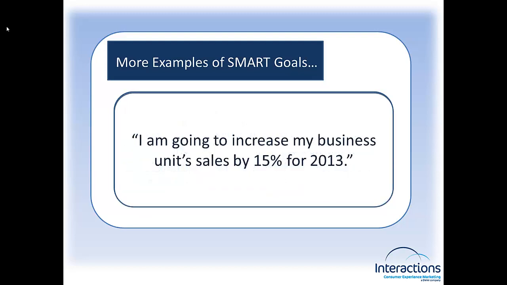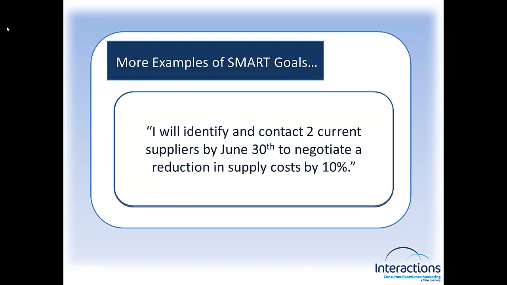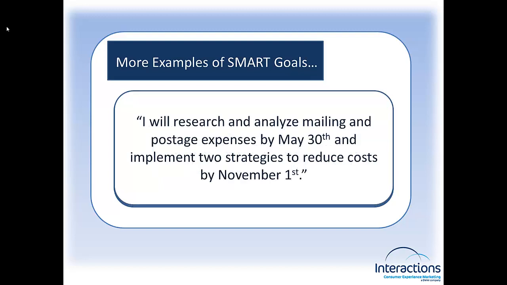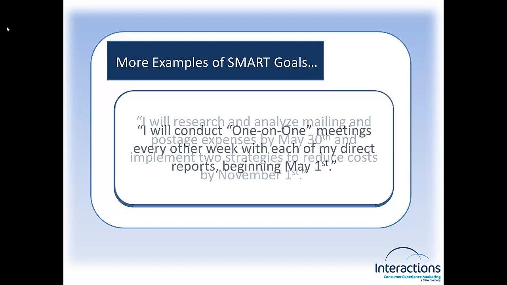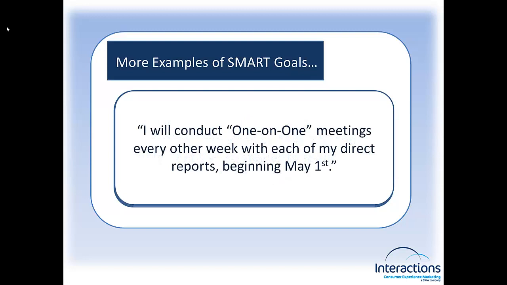I am going to increase my business unit's sales by 15% for 2013. I will identify and contact 2 current suppliers by June 30th to negotiate a reduction in supply costs by 10%. I will research and analyze mailing and postage expenses by May 30th and implement 2 strategies to reduce costs by November 1st. I will conduct one-on-one meetings every other week with each of my direct reports beginning May 1st.